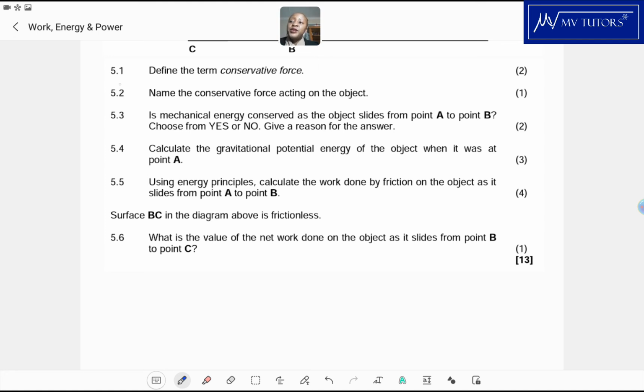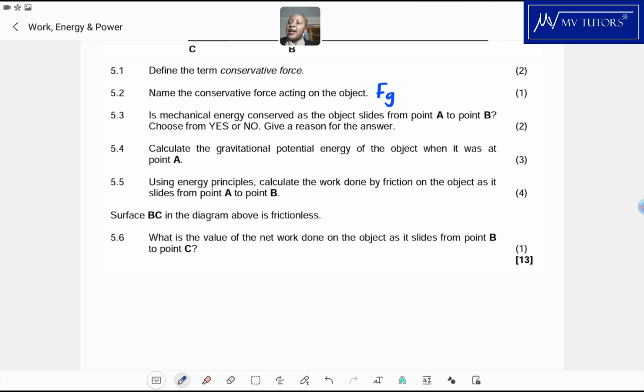And then 5.2, name the conservative force acting on the object. Okay, guys, with the examples that I've just said, gravitational, electrostatic, spring, a conservative force acting on that object is definitely gravitational force. So I'm just going to say Fg, which is a gravitational force.